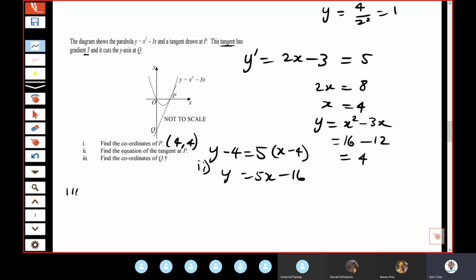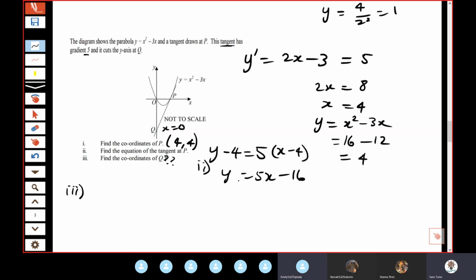Okay, that's double I. We're up to triple I. Find the coordinates of Q. Okay, what do you know about Q, firstly? That the x value is 0. Too good. And then you already know that the tangent's equation is right here. Y equals 5x take away 16.